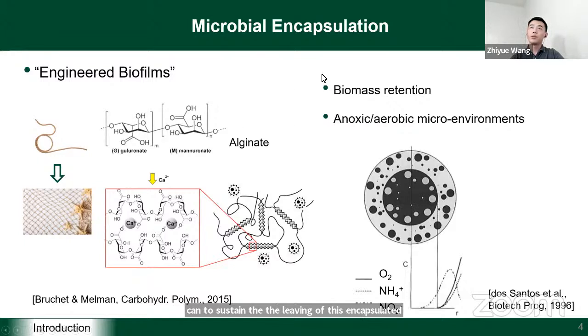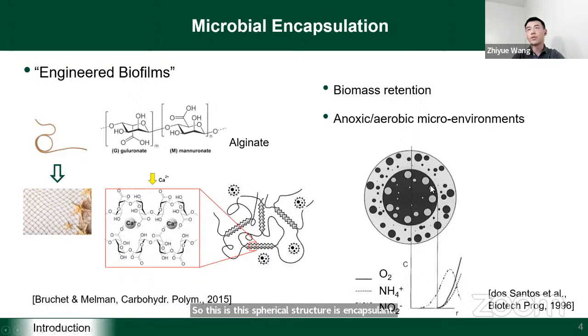So with encapsulation, we can retain biomass similar to biofilm systems. At the same time, we can also develop anoxic and aerobic microenvironments inside each encapsulant. Here I'm showing a relatively old literature from 1996, but they showed a really good diagram of how oxygen diffuses inside. This spherical structure is an encapsulant that has a lot of microbes inside.